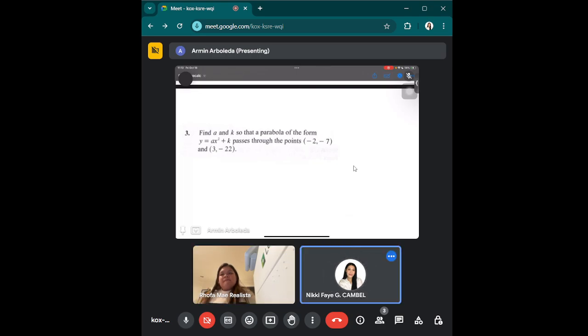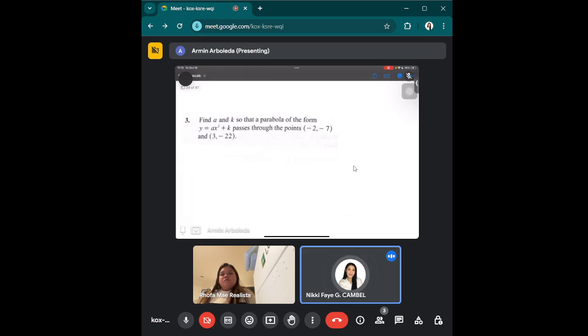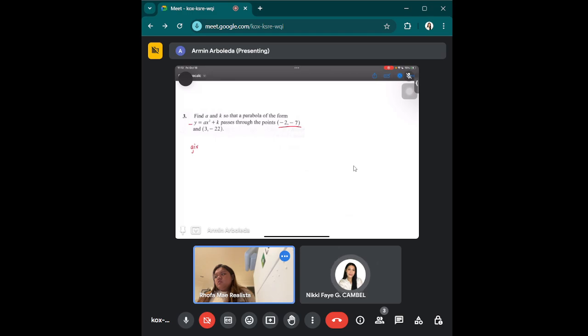So this is solving problems. Here we have: find a and k so that a parabola of the form y equals a x squared plus k passes through the points (negative 2, 7) and (3, negative 22). So how do we answer this? Let's write the given first.